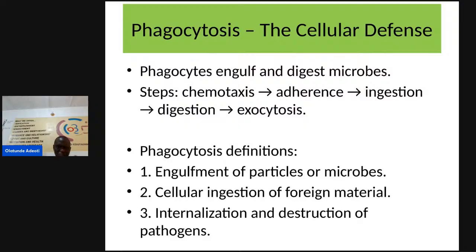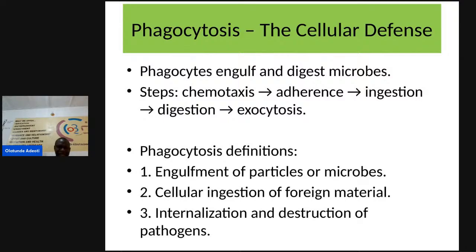And how do they do that? The first one is a mechanism called chemotaxis. Chemotaxis means that a phagocyte will have the ability to be chemotactic. That is, it is going to draw the foreign body or microorganism to itself. So after having that capability of drawing, that is chemotaxis in biology.